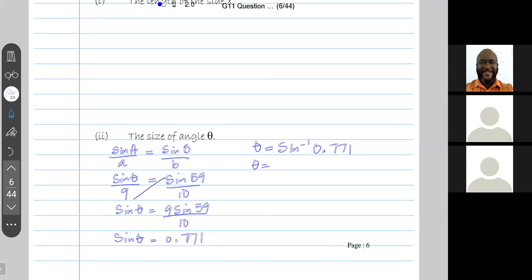Close bracket. And what I have here is 50.4 degrees. What I have for theta is 50.4 degrees.